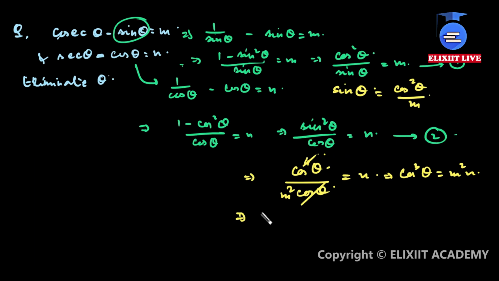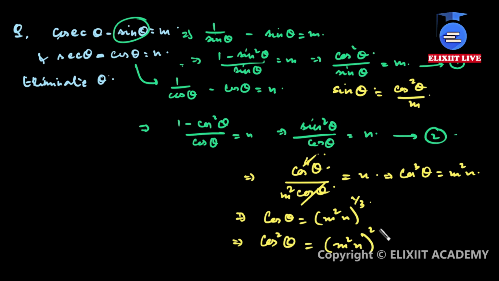So what is cos theta? Cos theta is actually (m square n) whole to the power 1 by 3, basically the cube root of this thing. So cos square theta will be what? Cos square theta is (m square n) whole to the power 2 by 3.